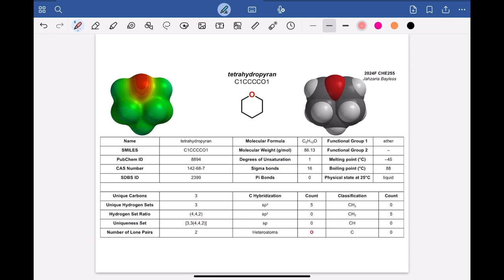You can form a hydrogen ratio out of the unique hydrogens. These carbons right here that are attached to the ether will have 4 total hydrogens. These carbons right here will also have 4 total hydrogens and then this one will have 2, which adds up to be 10 total hydrogens.